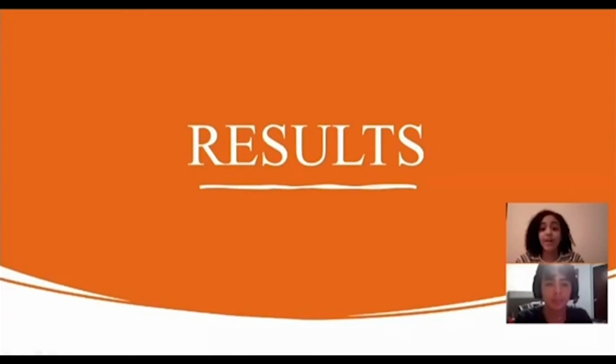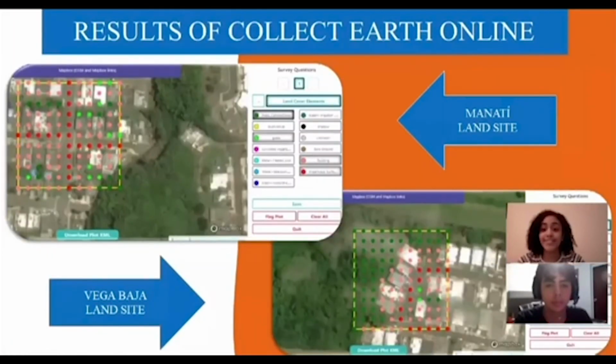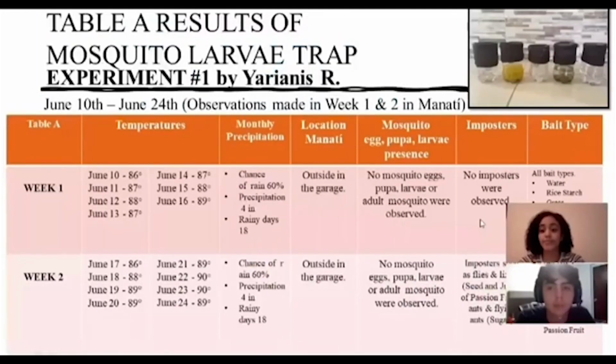The results of Collect Earth Online were on the Manatee land site and the Vega Baja land site. We analyzed the land sites, indicating if they had trees, grass, buildings, water sources, or even shadows. This is the table of results of the mosquito larvae trap. We divided the table into temperatures, monthly precipitation, the location, if the traps had mosquito egg, pupa, or larvae presence, if it had imposters, and what the bait type was.